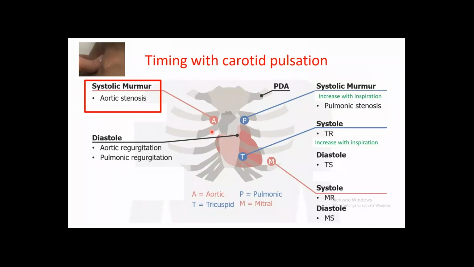Then to the aortic area, the first aortic area, if we have again a systolic murmur which occurs during ejection of blood from the left ventricle to the aorta, this means mechanical obstruction of the gateway valve, which is the aortic valve, or aortic stenosis.